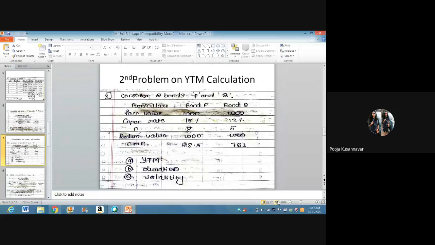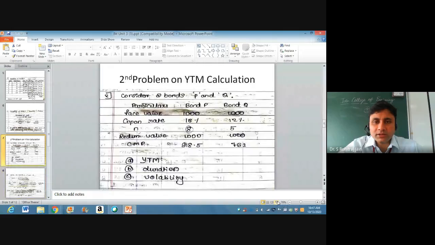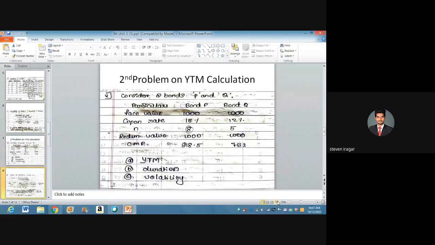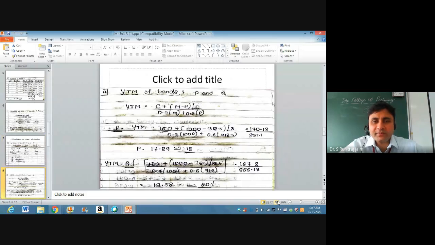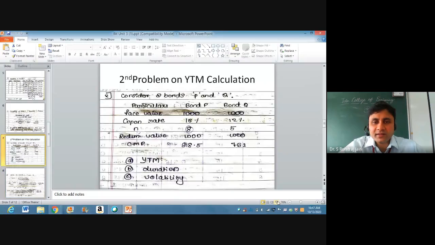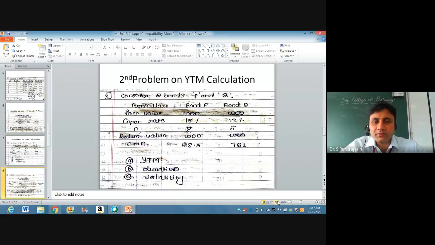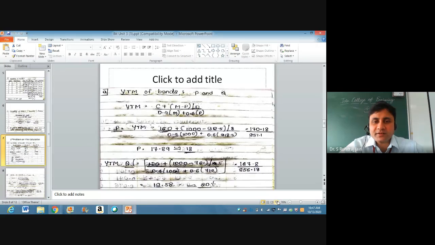So 0.17, 0.027. How come so much difference? See the YTM there. See what they have given. 16%, right? Coupon rate on 1000, it is how much? 160. Plus M is how much? 1000 minus 918.5 in the problem. Divided by how many years? 8. Whole divided by 0.4 into.